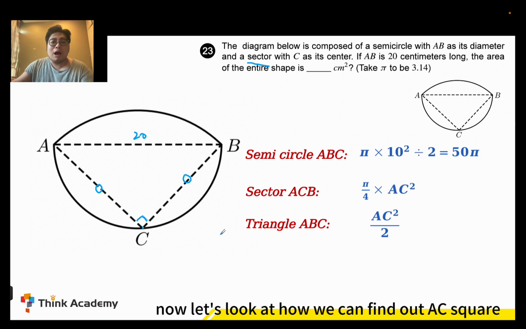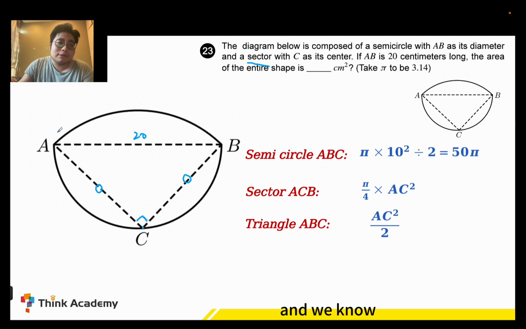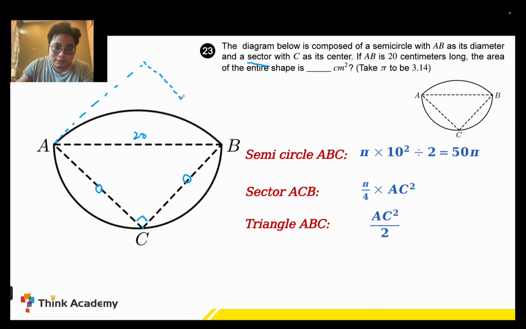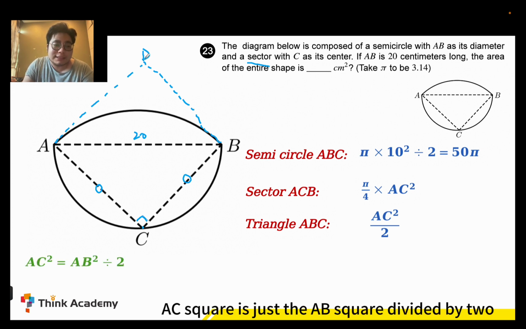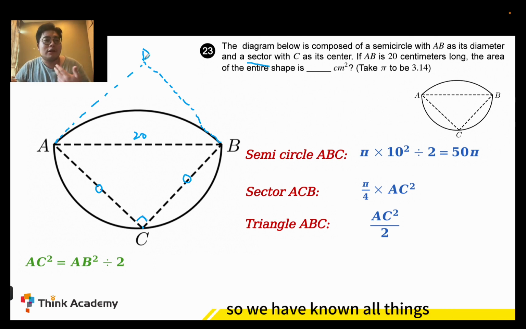Now let's look at how we can find AC squared. This is a very important thing. We know AB is 20 and ACB is an isosceles right angle triangle. Maybe you can put it here, so ABCD is a square. Also, you can use some conclusions from the square. So we can find AC squared is just AB squared divided by 2. Okay, so we now know all the things.